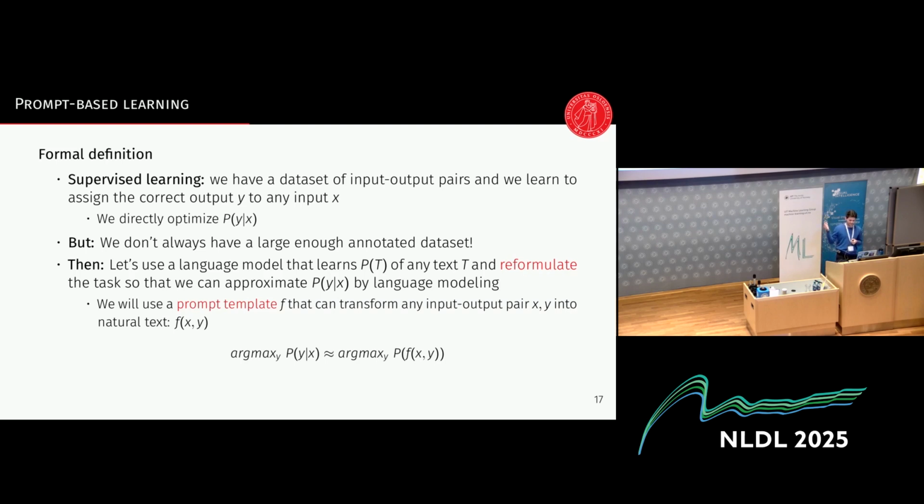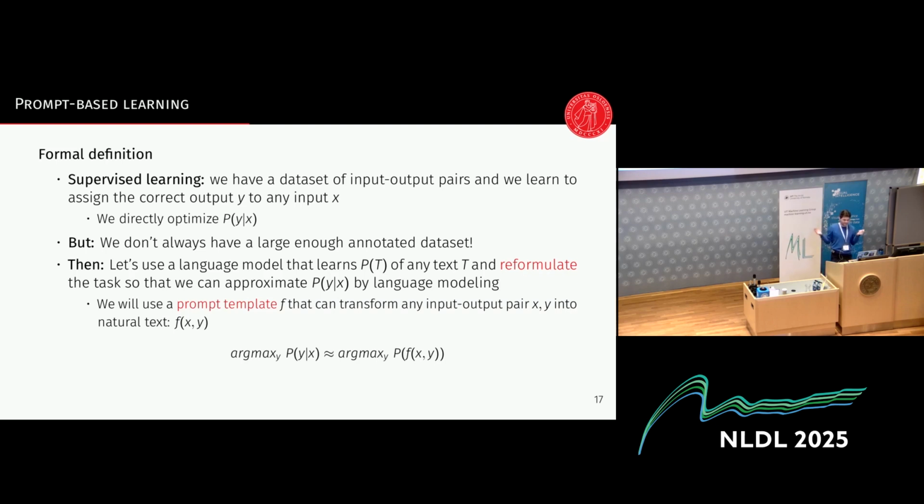So then your model tries to estimate the probability that the label Y follows the input X. So this is great. If you have a very large annotated data set, you can then learn to estimate this probability. But in practice, you oftentimes don't really have this. But what you can do is you can use a language model. Now, a language model, of course, learned a different probability. A language model learned to estimate the probability of a text sequence T in this case.